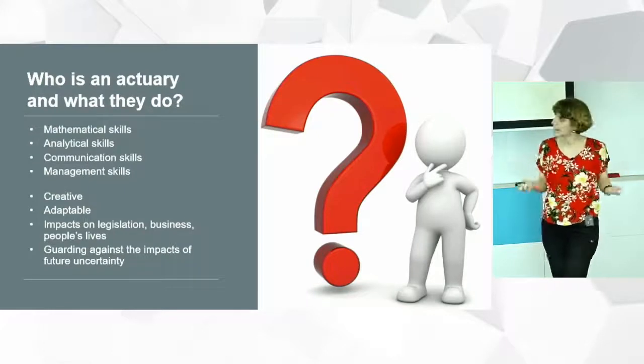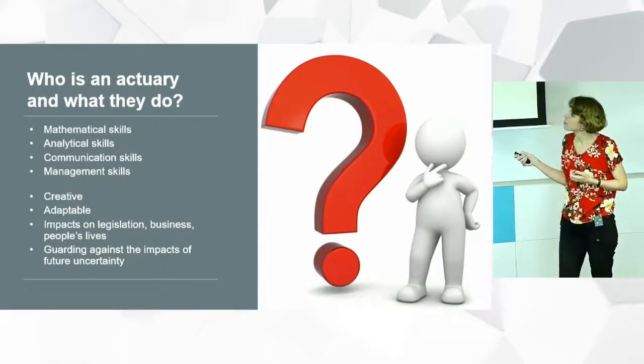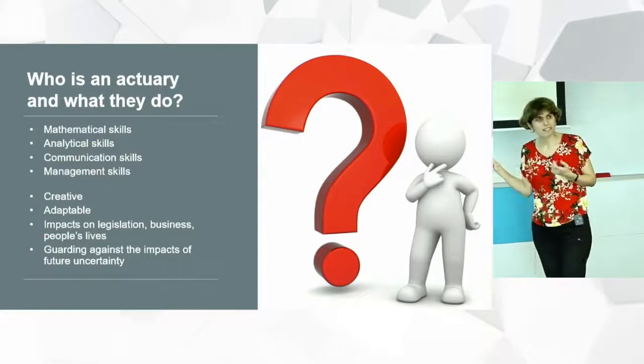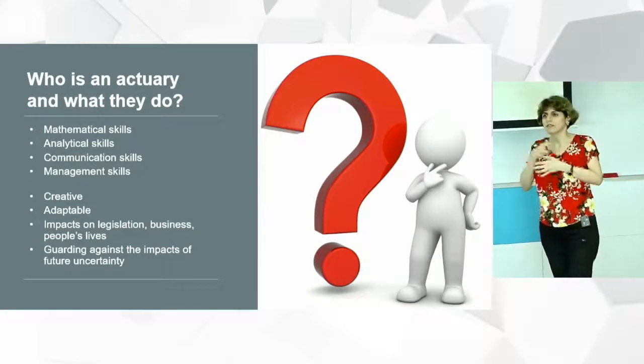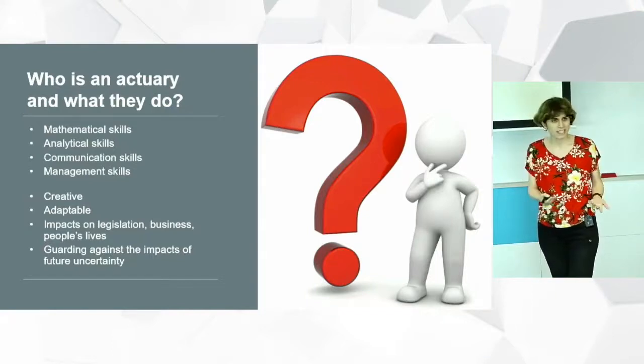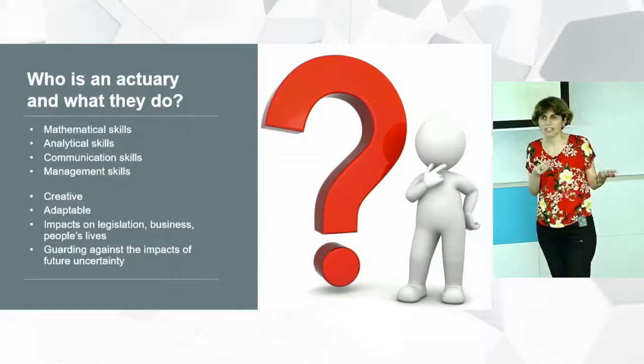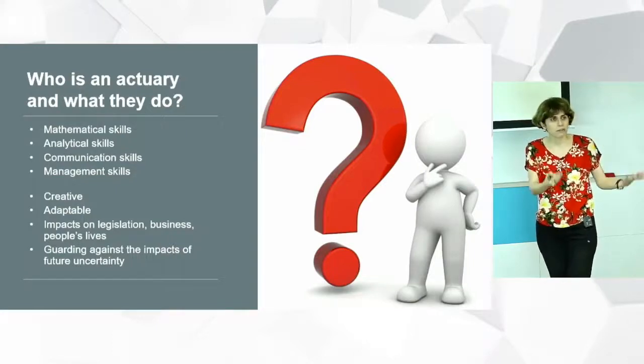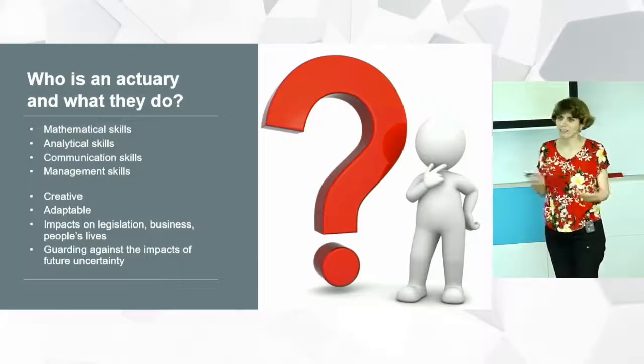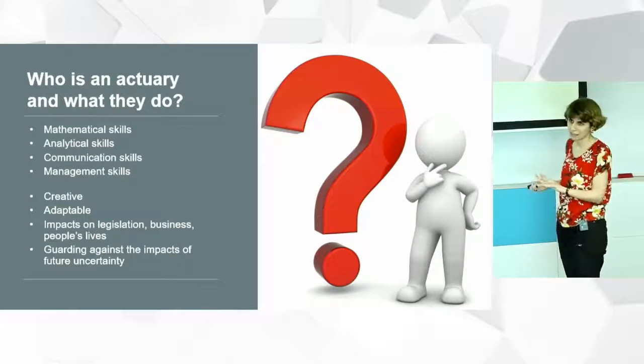They need to be able to analyze data, and they need communication skills, which means that they need to be able to interpret their results and to communicate this. Because where actuaries are working, they need to be able to communicate with managers, and managers don't know anything about complicated formulae.